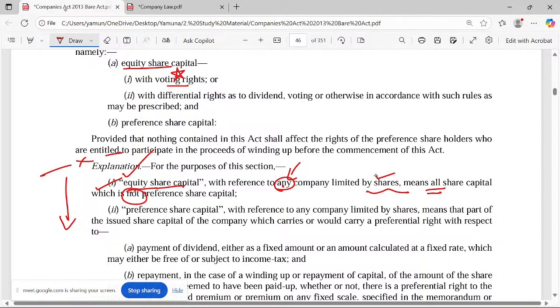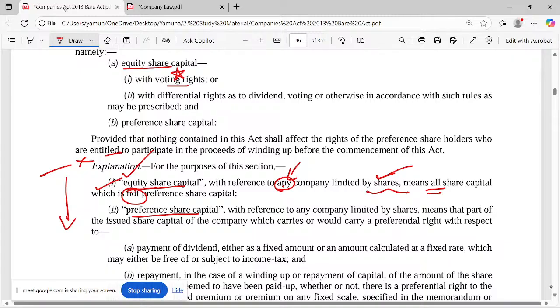This is for which company it's applicable? Limited by shares. This is what you call an explanation. When you go for illustration, they'll mention A is a company, etc. That will be taken as illustration. There's a lot of difference between explanation and illustration. Is it okay? So what's the second one?